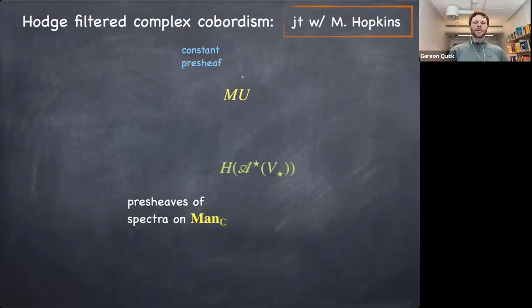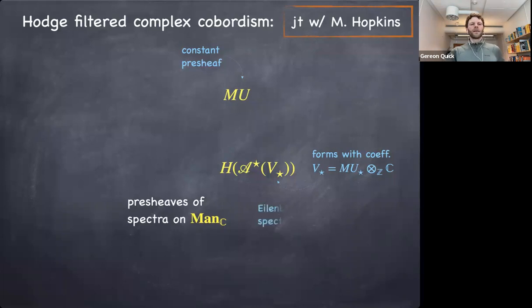And then we look at, again, smooth forms, this A star, and then we need to pick some coefficients for our theory. There I used the notation V star for MU star, the coefficients of MU evaluated on a point. And then we take the tensor product with C over the integers. Okay, so that is this complex algebra, or a graded complex vector space. We don't care about the multiplication. And H stands for an Eilenberg-MacLane spectrum functor.